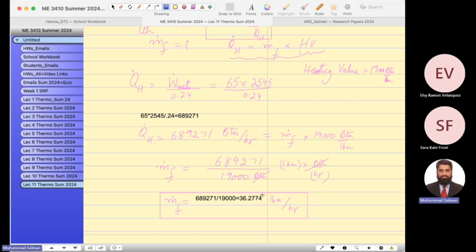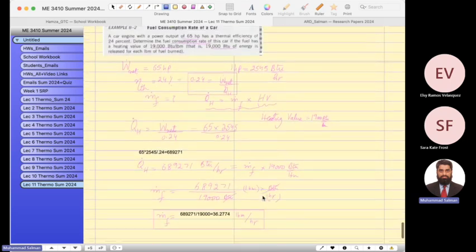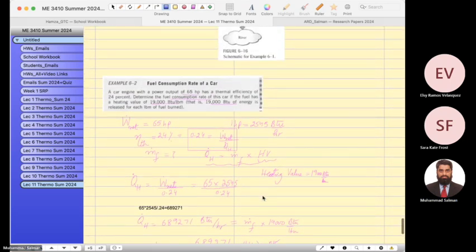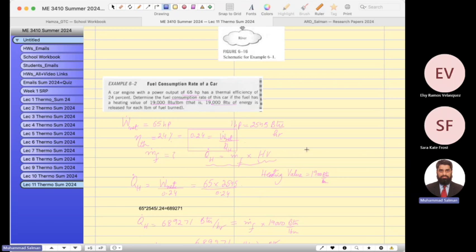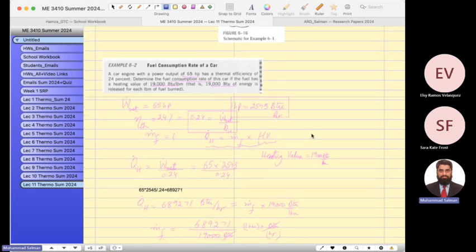So let me zoom out a little bit to show you what I did over here. I used the thermal efficiency formula, and I did this conversion from horsepower. How to go from horsepower to BTU per hour? You need to understand this conversion. Do you understand this question?